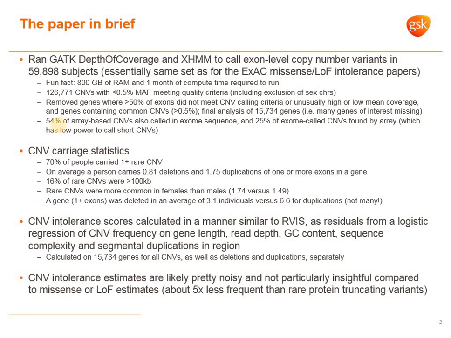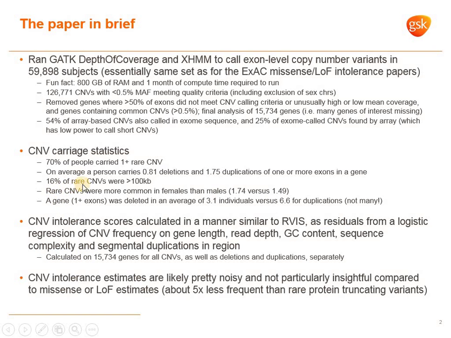In terms of the carriage statistics, about 70% of people carried at least one rare copy number variant. On average, a person carries 0.81 deletions and 1.75 duplications. So essentially, you're twice as likely to have a duplication at a gene than a deletion at a gene.